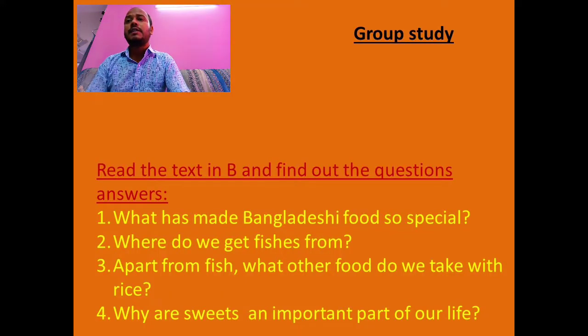Then group study. Read the text in B and find the answers to the questions. When you are studying in a group, you can ask and answer these questions. The questions are: number one, what has made Bangladeshi food so special? Number two, where do we get fish from? Number three, apart from fish, what other food do we take with rice? Number four, why are sweets an important part of our life?